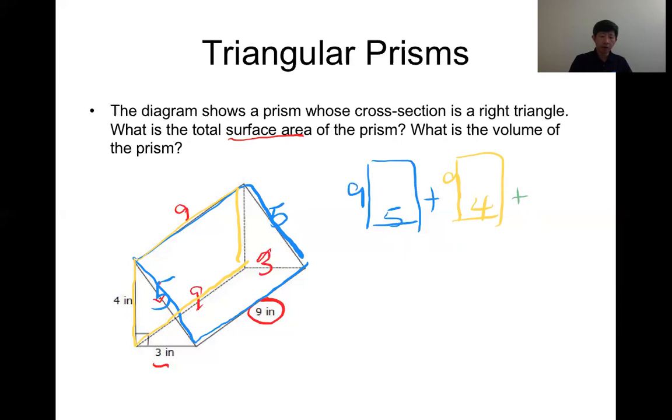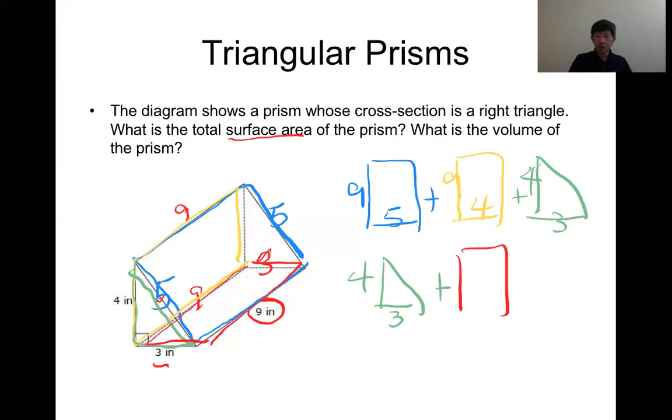Triangle. How many triangles are there? We have 2 triangles there, right? 2 triangles there. The base would be this. And how many do we have? 4 and 3, right? And we are missing one, which is the bottom one, right? The bottom one here is a 3 by 9 right here. 3 by 9. All right. So that's it together. See what we have.